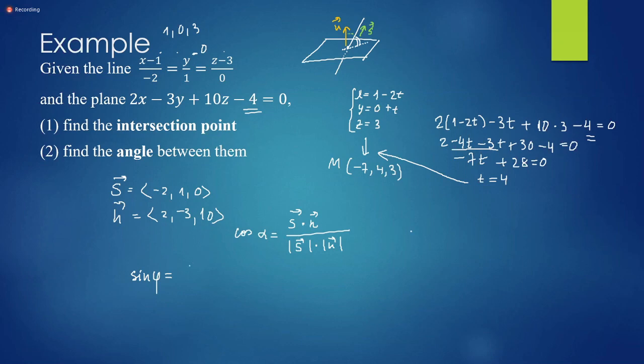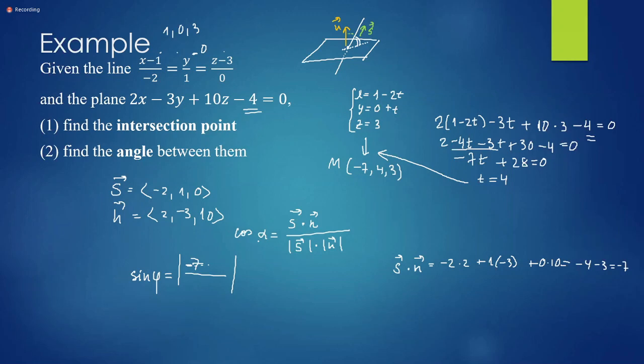So in principle, we should do S times N equals minus 2 times 2 plus 1 times minus 3 plus 0 times 10. And then we see it's minus 4 minus 3 is minus 7. So for sine, we use plus 7. Remember, we had to use the absolute value, or I will write minus 7, but with this absolute value it will become plus 7. And now we will have the two magnitudes.